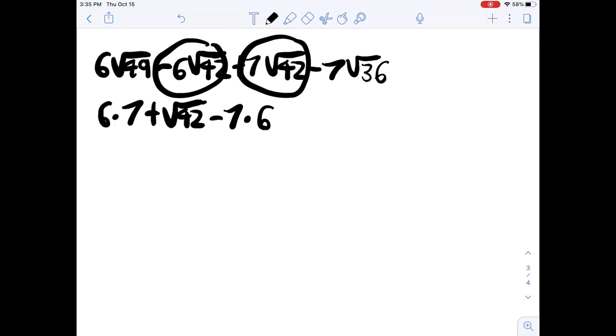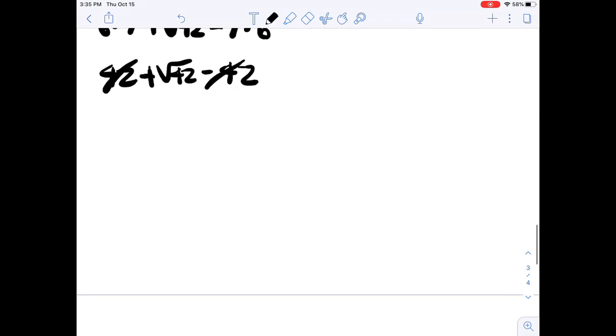It's a perfect square. So from here we get 42 plus the square root of 42 minus 42, and these are a zero pair, and so we're left with the square root of 42 as our final answer.